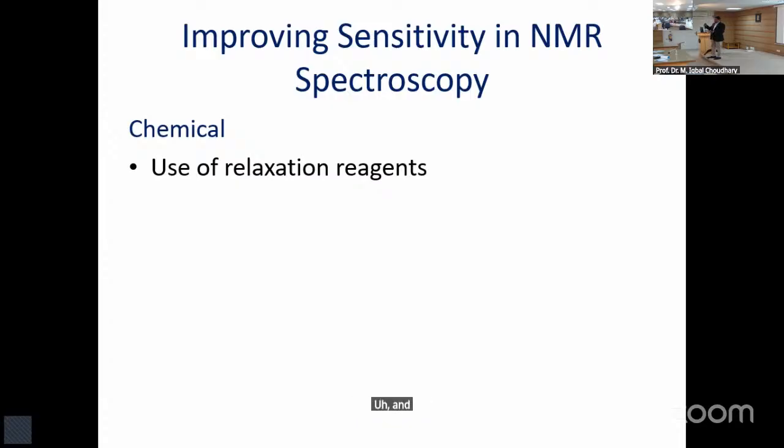And that helps in increasing the sensitivity, because these chemicals are paramagnetic and can help to improve the FID, quickly FID.